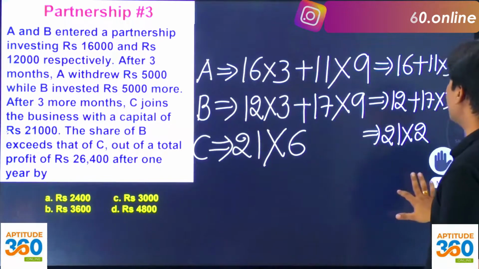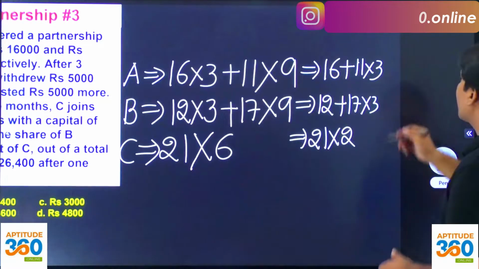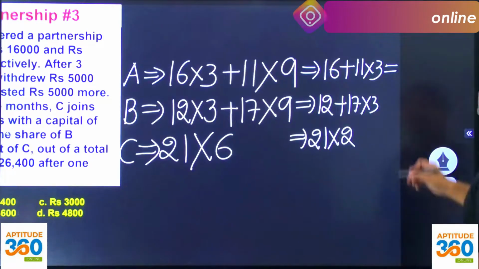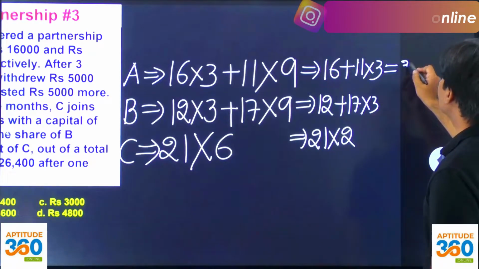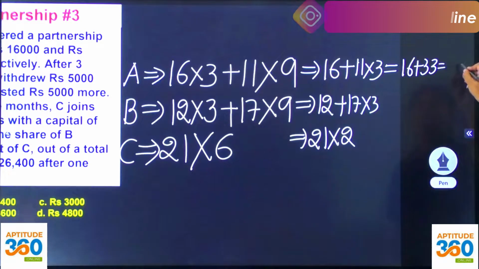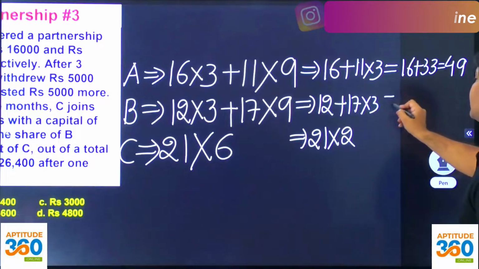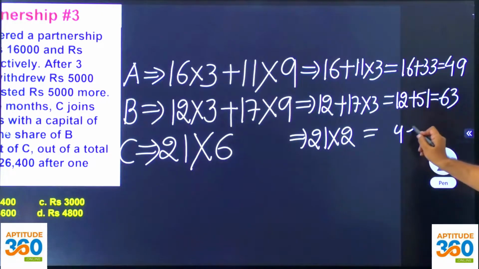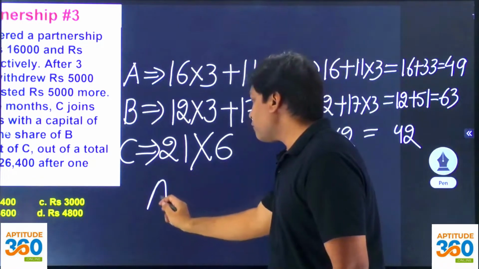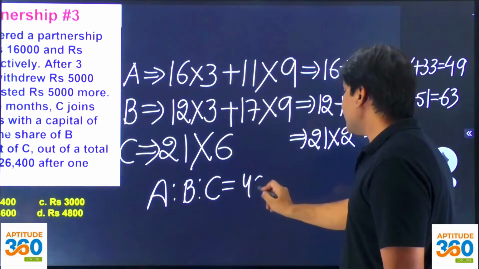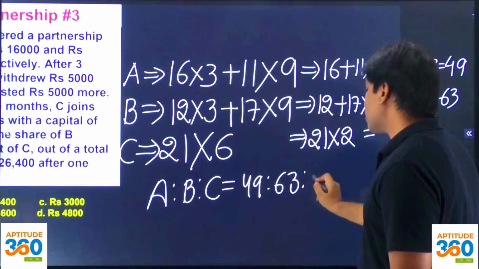So what is going to be the ratio? It is going to be 16 plus 33. So this is coming out as 49. 12 plus 51, this is coming out as how much? 63, and this one is 42. So what is going to be the ratio of profits of A is to B is to C? This one comes out as 49 is to 63 is to 42.